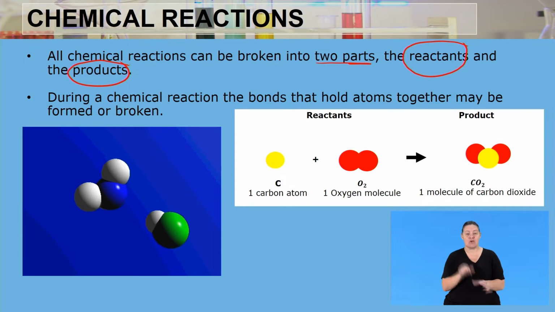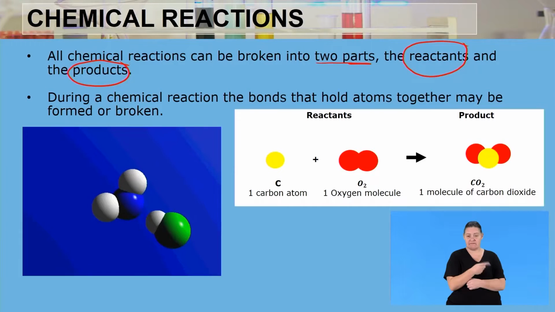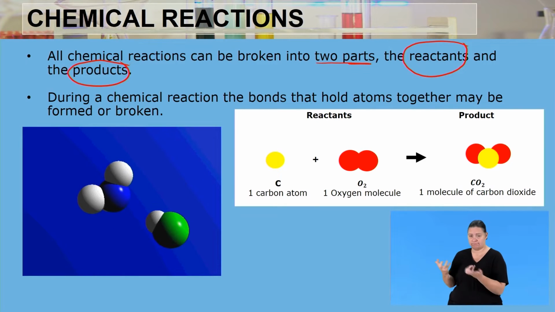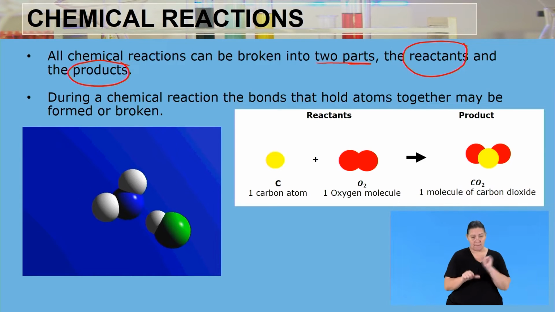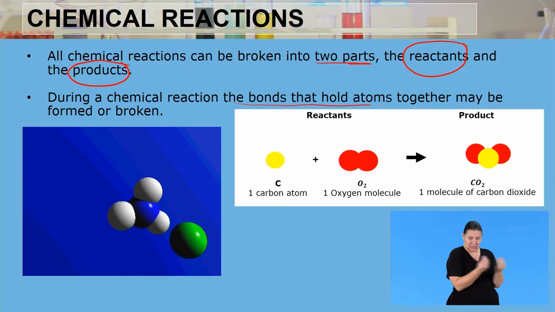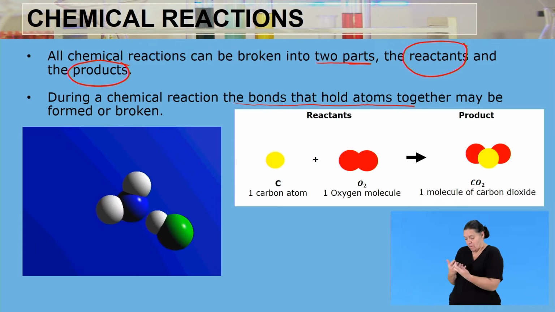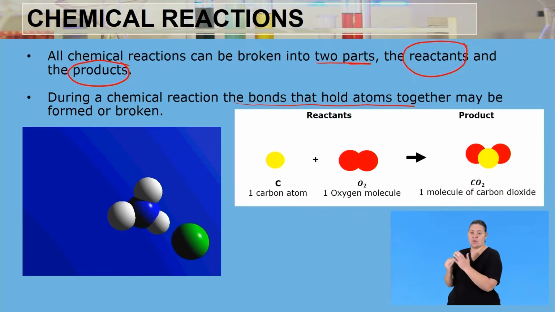So what happens during a chemical reaction? Firstly, the existing bonds of the molecules or of the reactants are going to break and new bonds are going to be formed. During a chemical reaction, the bonds that hold atoms together may be broken, and new bonds are going to be formed when a product is being produced. So existing bonds are going to be broken and new bonds are going to be formed.